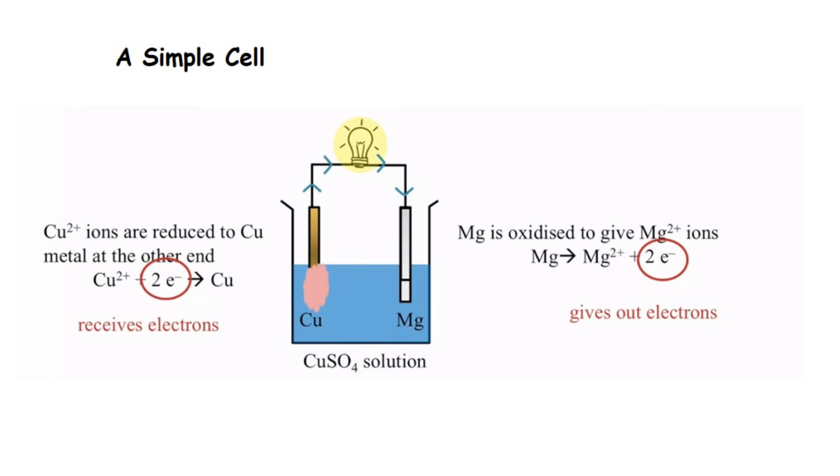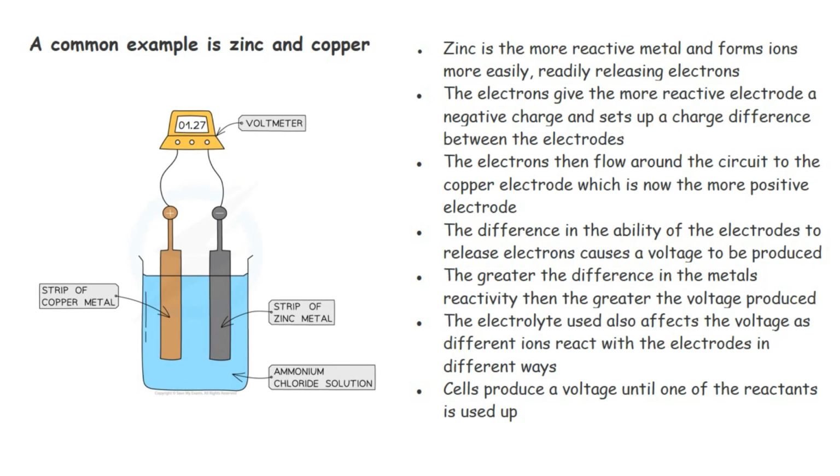This is how it works. Energy is being produced and electrical current is being produced. An example is copper sulfate solution carrying copper and magnesium. You can see copper 2+ ions are reduced to copper. Magnesium is oxidized, gives out electrons.